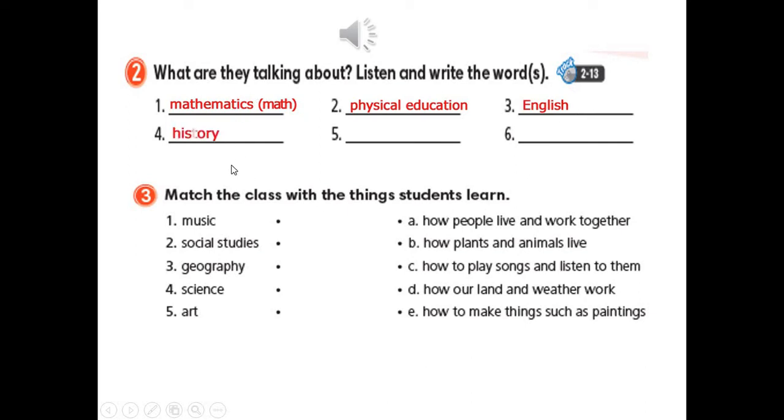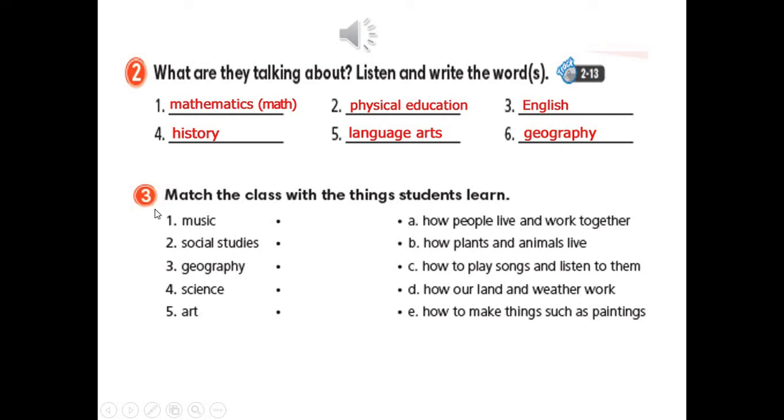Now, number 4, history. In this class, you learn everything about the past, okay? What happened in the past and the things before we came here on Earth. Okay, next, number 5, language arts. And number 6 is geography. In geography, it's not all about cities and countries, but we also learn about the weather, the land, climate, and land in each country or continent.